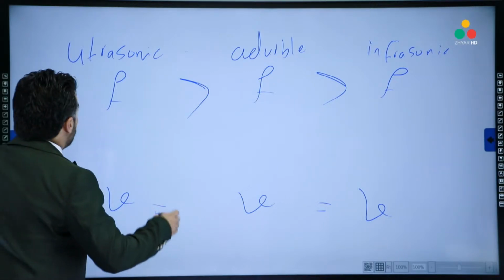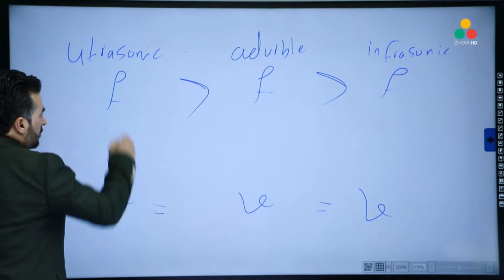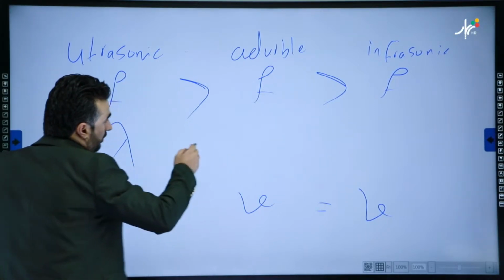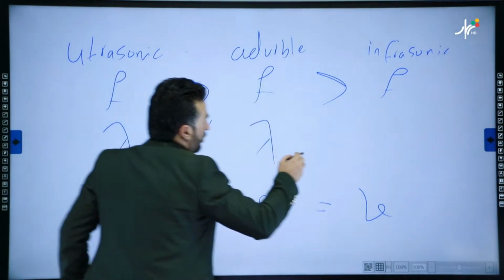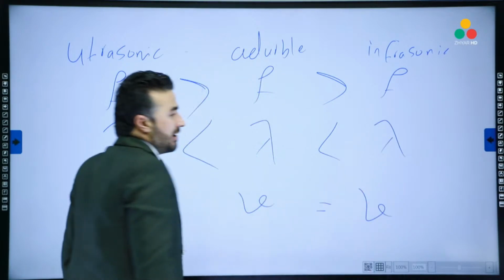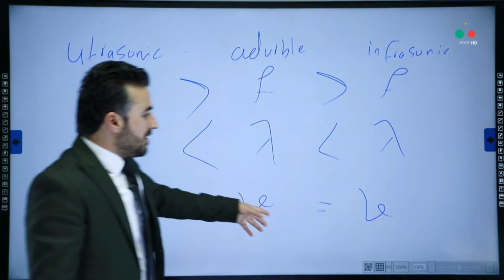So in other words, we can say the wavelength of ultrasonic has to be the least compared to the other ones, which is going to be smaller than the wavelength of audible, right? Which is going to be smaller than the wavelength of the infrasonic, all right? Infrasonic waves. But in terms of their speed, these are all equal.